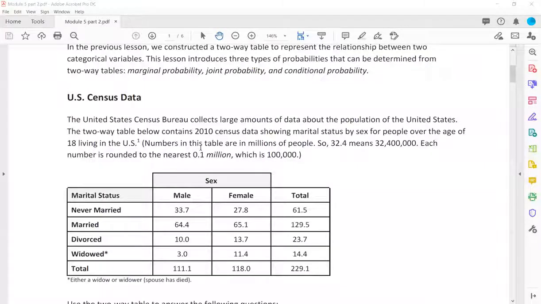So numbers in this table are in millions of people. So 32.4 means 32,400,000. Each number is rounded to the nearest 0.1 million, which is 100,000.